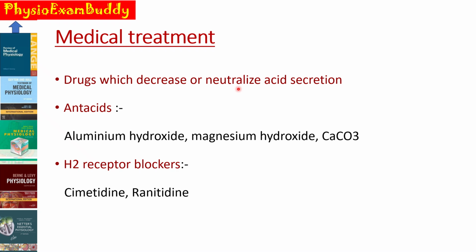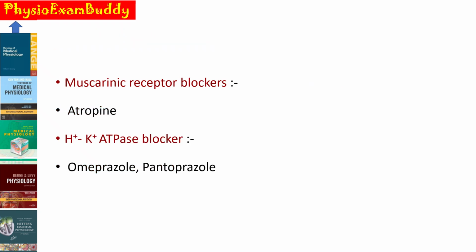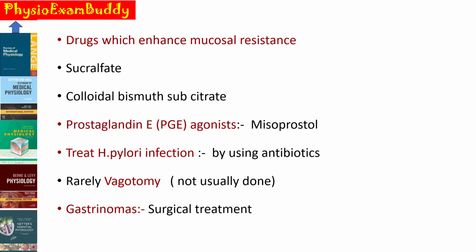And the drugs that decrease or neutralize the acid secretion include antacids. You should at least remember 2 or 3 names, that is aluminum hydroxide, magnesium hydroxide and calcium carbonate. They are the main antacids used in the treatment of peptic ulcer. Then H2 receptor blockers like cimetidine or ranitidine can also be used. Then muscarinic receptor blockers like atropine can also be used for the treatment of peptic ulcer. And H+/K+ ATPase blockers like omeprazole as well as pantoprazole can also be used in the medical treatment of the peptic ulcer.